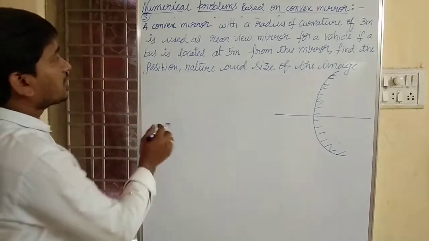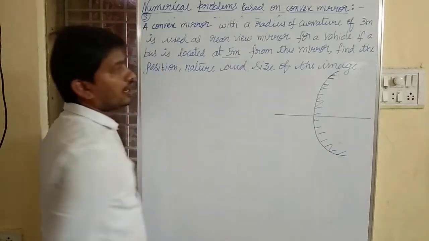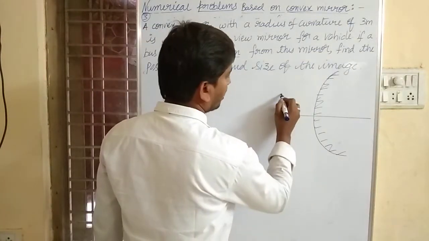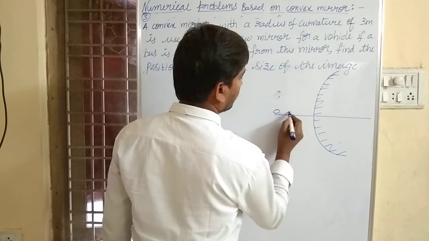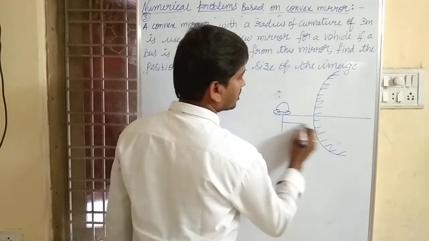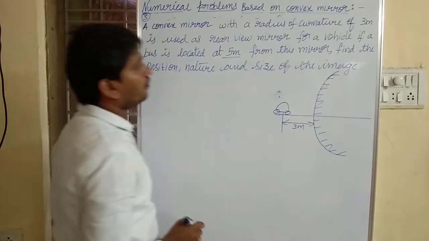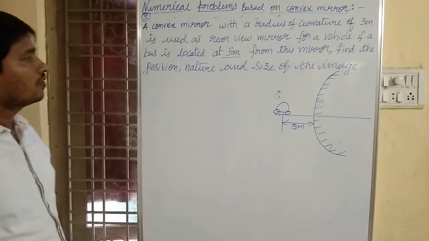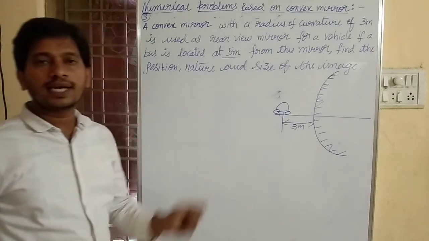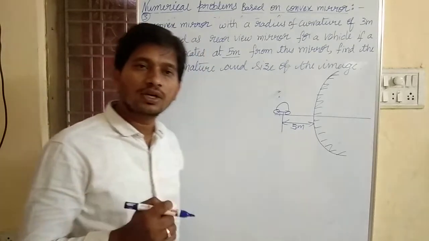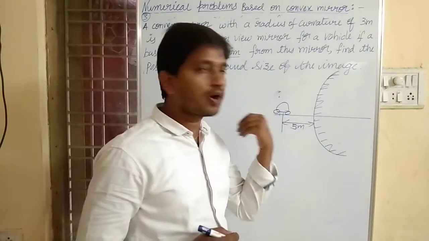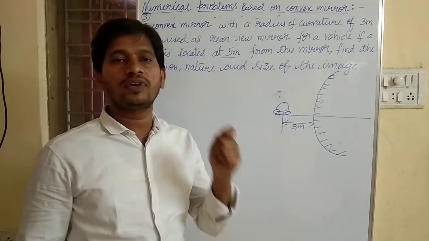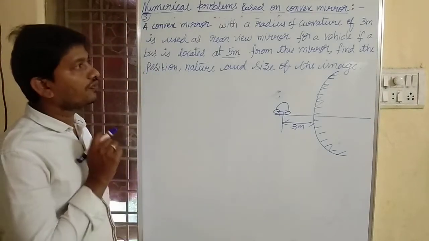And if a bus is located at 5 meters from the mirror, one bus is there. This is our bus. The bus is located at a distance of 5 meters from the mirror. Find the position, nature and size of the image. Here our object is the bus, which we placed at a distance of 5 meters from the mirror. The convex mirror is used as a rear view mirror for vehicles.